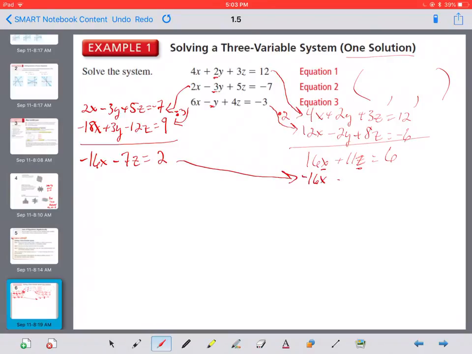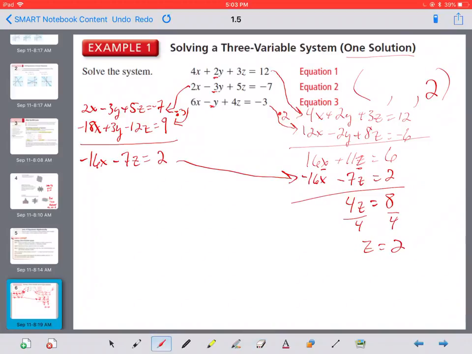Do negative 16x minus 7z equals 2, and add them together. X's go bye-bye. 11 minus 7 is 4z. 6 and 2 is 8. Divided by 4. Z equals 2. I know what z is.